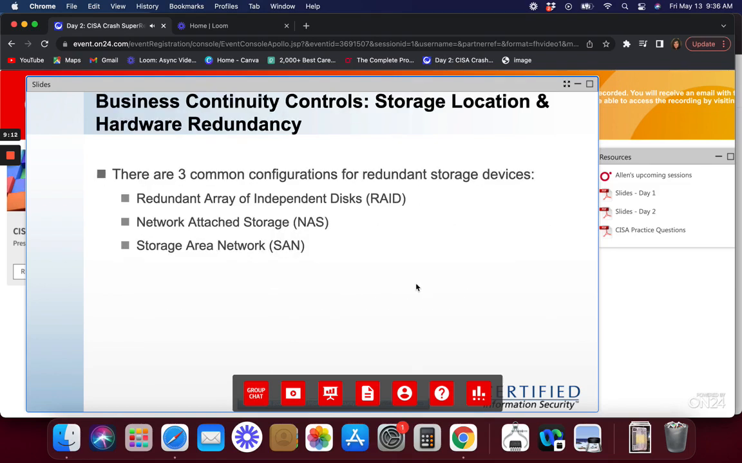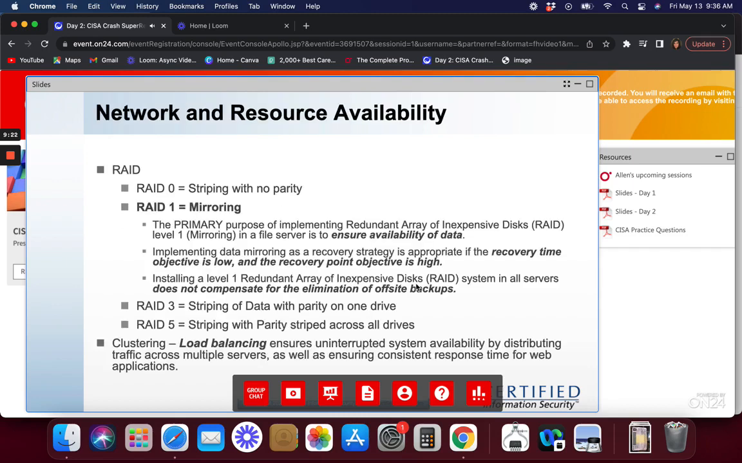Again, when we talk about hardware redundancy, we may even be talking about down at the hardware drive level. We may be talking about RAID configurations, network attached storage, storage area networks. When it comes to RAID configurations, there are 5 levels of RAID. There's actually more than that now, but 5 levels of RAID that we typically talk about: RAID 0, RAID 1, RAID 3, and RAID 5. Again, what happened to RAID 2? What happened to RAID 4?